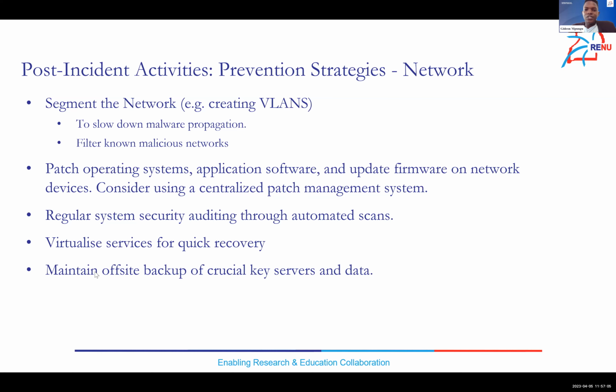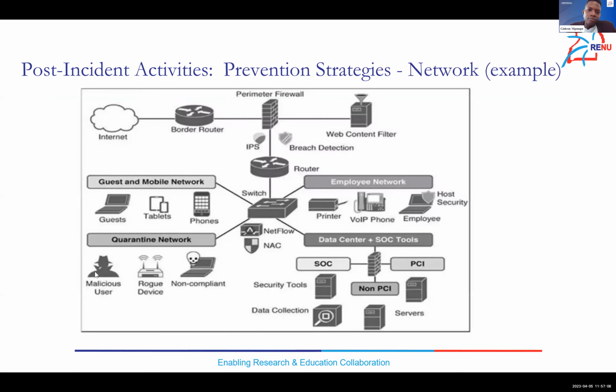So next is an example network setup that you'd say is an example of a secure network, or a network that's been set up properly. As you can see, traffic is coming from the internet through your border router, and between it and the router that feeds the organization, there is an intrusion protection system and breach detection. You have a web filter, which can be like an application filter. You have different networks: an employee network, a guest and mobile network, a quarantine network for tests, and a data center network.